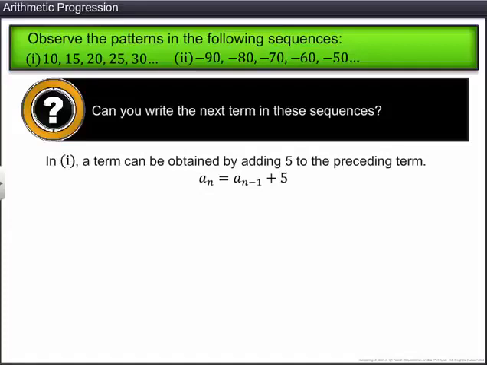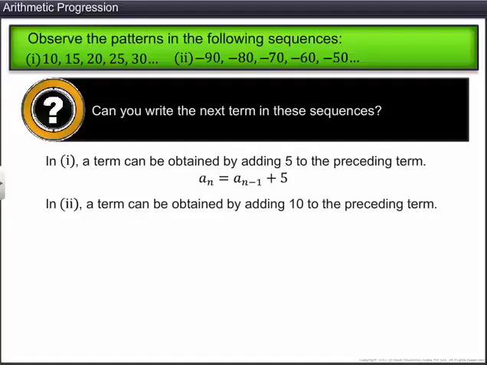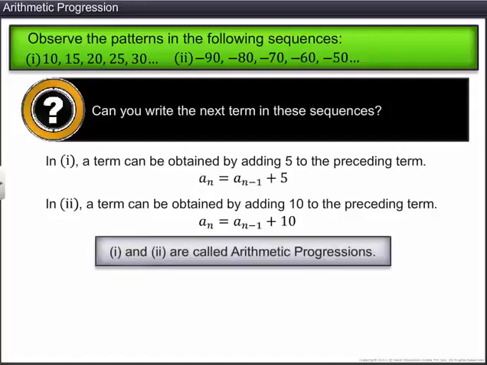Similarly, in the second sequence, each term can be obtained by adding 10 to the term preceding it. That is, the nth term is equal to the n-1th term plus 10. In both the sequences, we see that successive terms are obtained by adding a fixed number to the terms just preceding it. Such sequences are called arithmetic progressions.